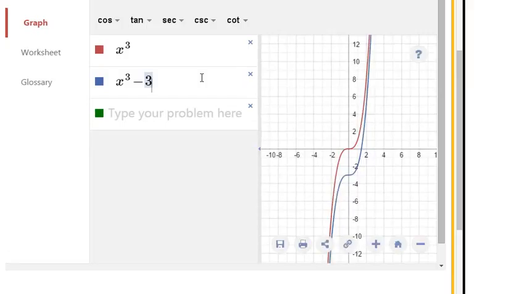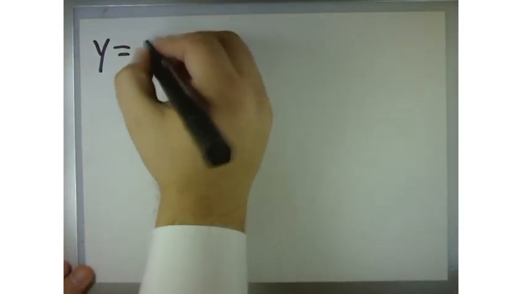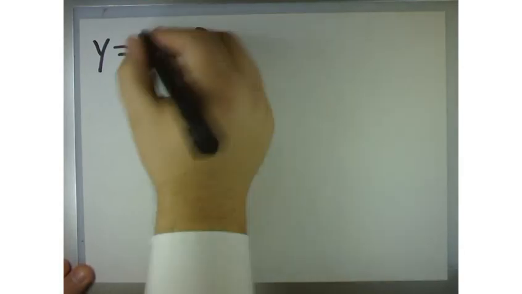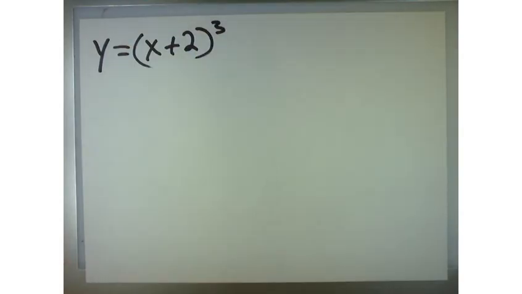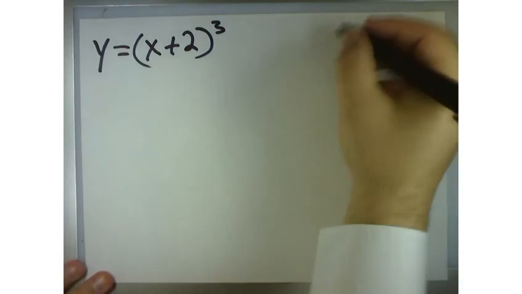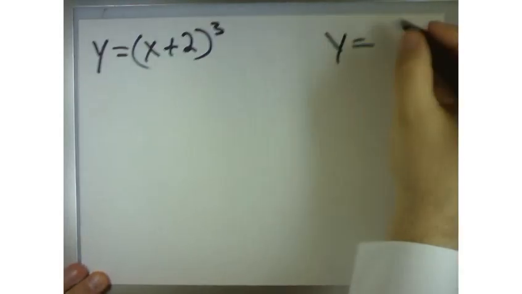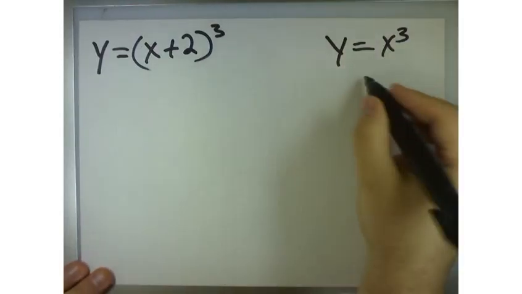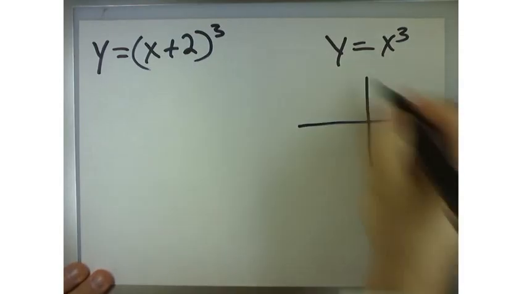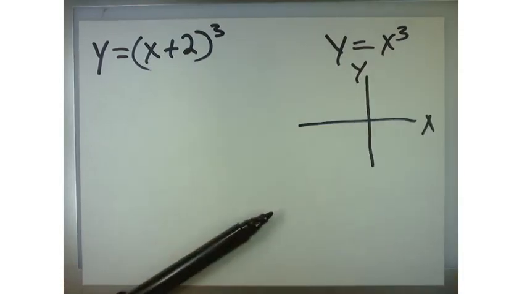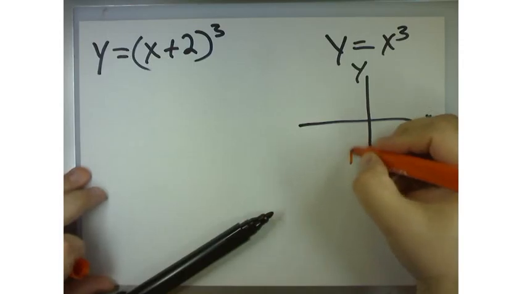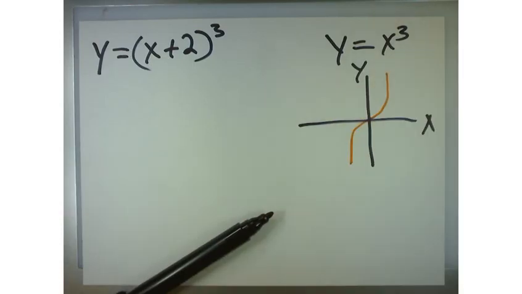Now let's do one that has it on the inside. So we're going to write a new function. So now we're going to say y is equal to x plus 2 cubed. Okay. So again, the parent function is y equals x cubed. And if we graph the parent function, we already know what that looks like, right? The parent function looks like this. It comes through the origin. It kind of does like a swoopy, snaky thing.